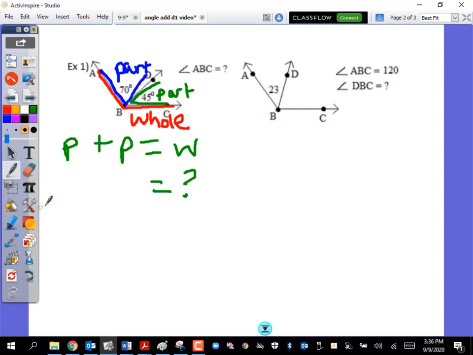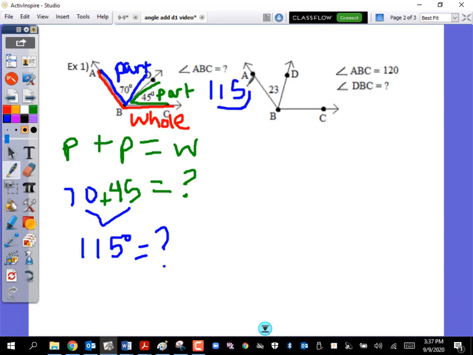I do know the two parts, so I can put 45 as one of the parts and 70 as the other part. So what do I do? I just add them together to figure out what the whole thing is. So 70 plus 45 is 115. So that is adding up to angle ABC. When I add those together, it gives me the whole thing. So my answer, angle ABC equals 115. Okay? That's all you have to do. Figure out the parts. If it's two parts, add them together.